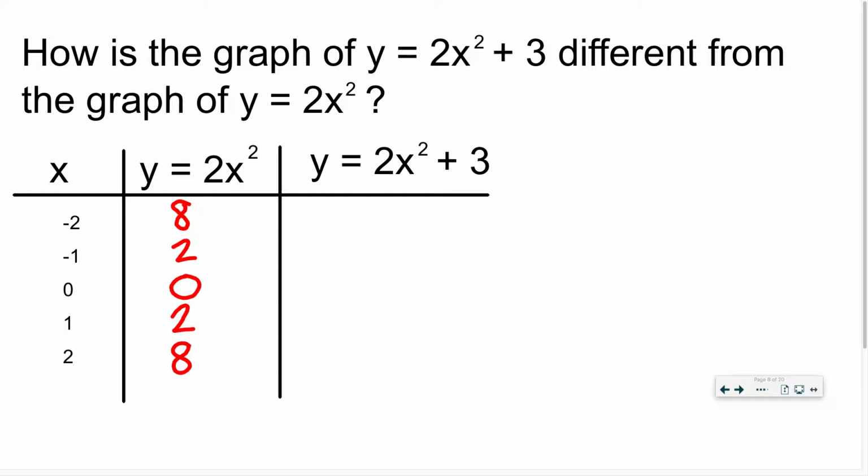How about the other line? y equals 2x squared plus 3. If x is 0, 3. This would give me a value of 0, but then I'm adding 3. How about if x is 1? 5. If x is 2? 11. You're seeing the pattern.